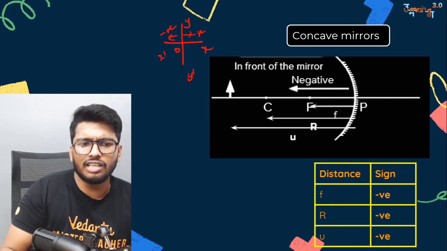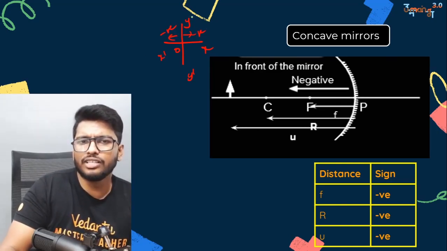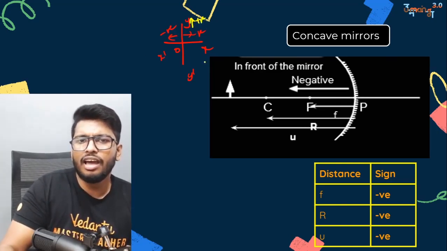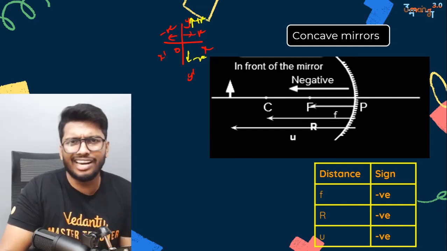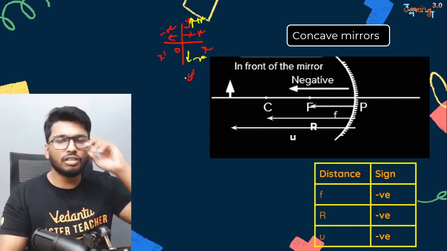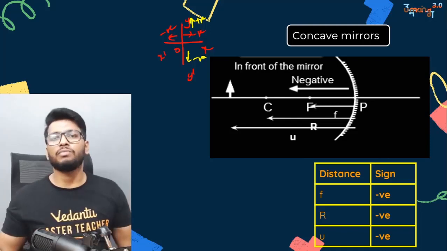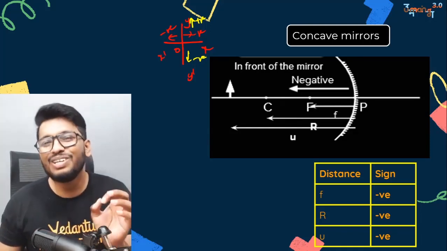And all distance above the origin, you take it as positive. This distance, you'll take it as positive. And below the origin, you take it as negative, right? Y dash is negative, y is positive, x dash is negative, and x is positive. The same thing, do it over here also.